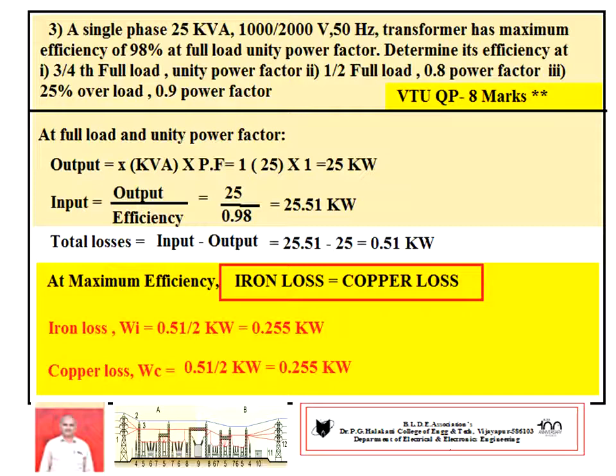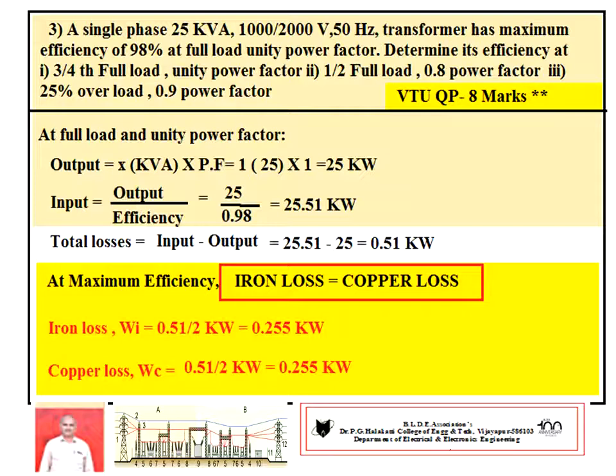In previous problems, it is observed that iron loss and copper loss values are given. In this problem, these values are not available. Hence, we have to calculate them by using the input and output relation. And one more important relation: at maximum efficiency condition, both losses are equal. Try to remember, at maximum efficiency, iron loss equals copper loss.